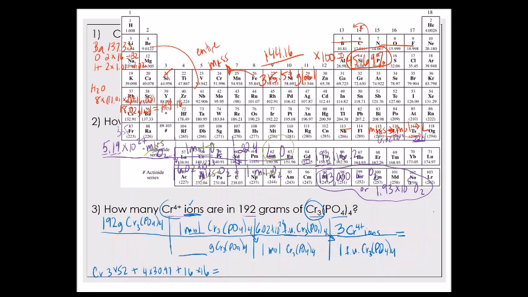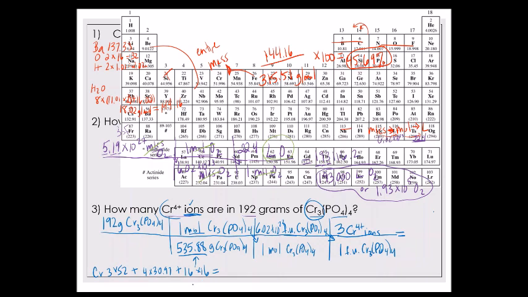3 times 52 plus 4 times 30.97. Could easily have done that badly. And 16 times 16. So I'm getting 535.88. 535.88 for the molar mass, which we would put there.